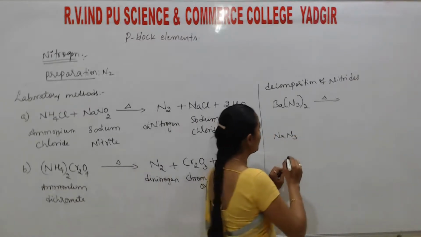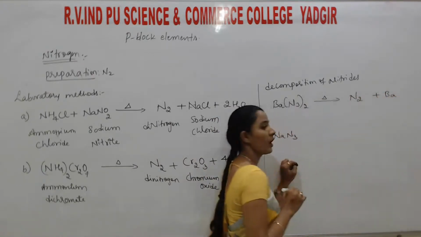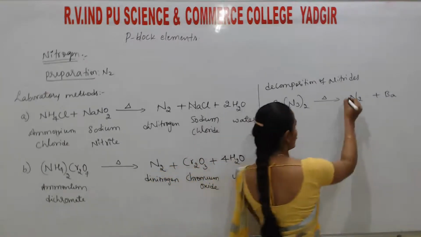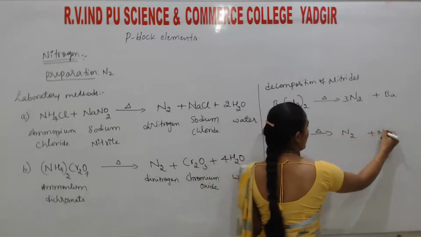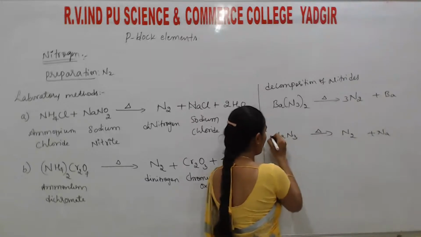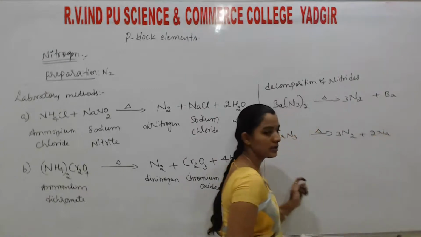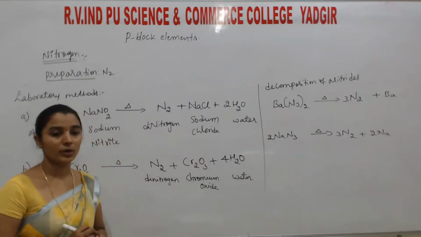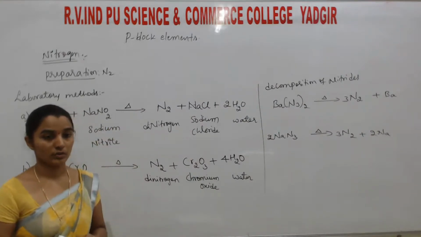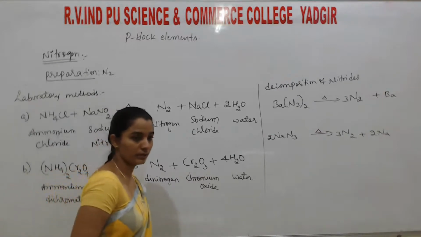So students, if it decomposes, it gives N2 as well as Na. How many moles of N2 are there? 3 moles of N2 here, and 2 moles here. Just cross multiply and you get the answer. This is the reaction upon decomposition. This is not that important, student. The laboratory methods are important. Preparation of dinitrogen: one is the reaction of NH4Cl with NaNO2, and one is the decomposition of ammonium dichromate.